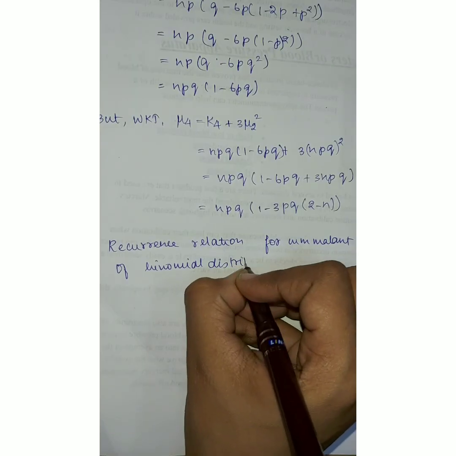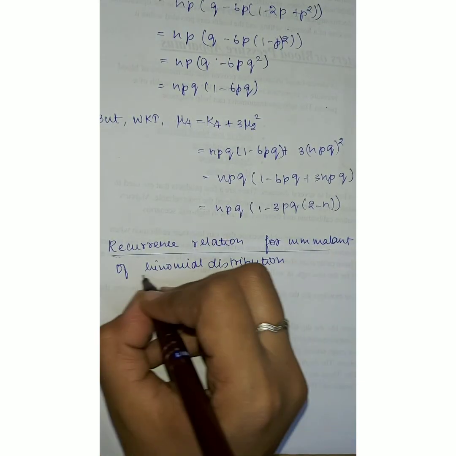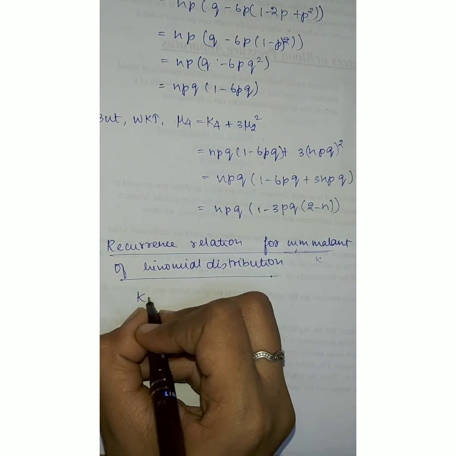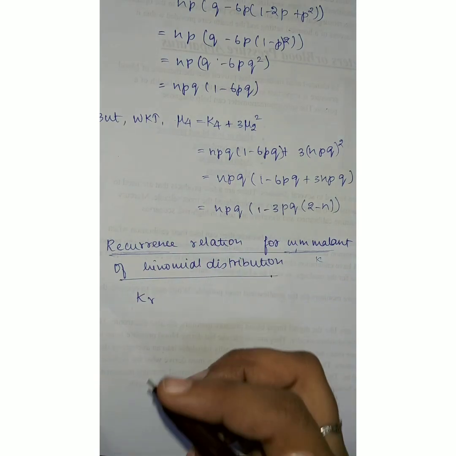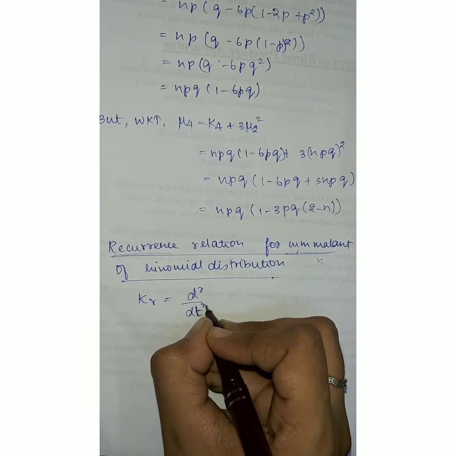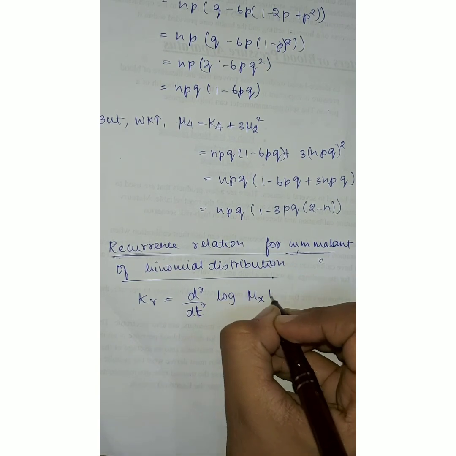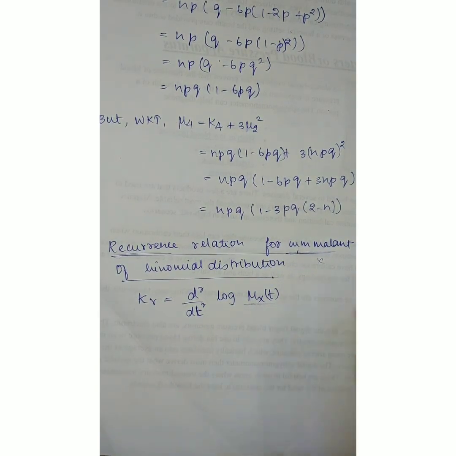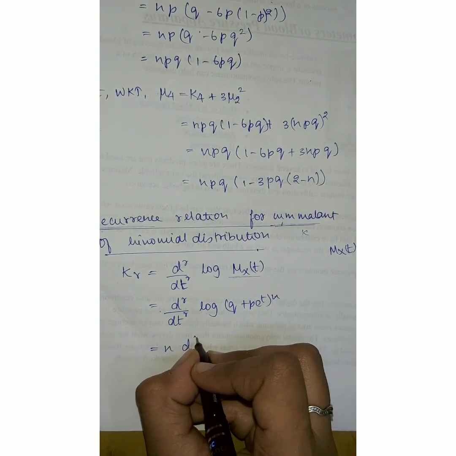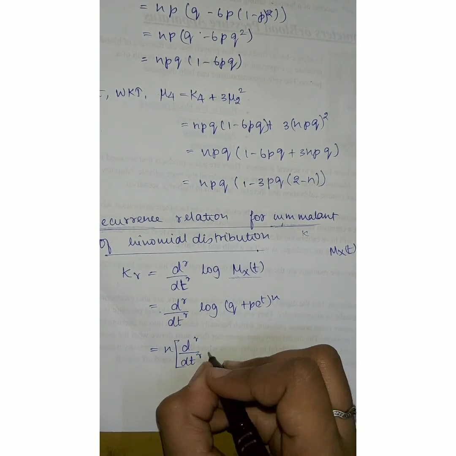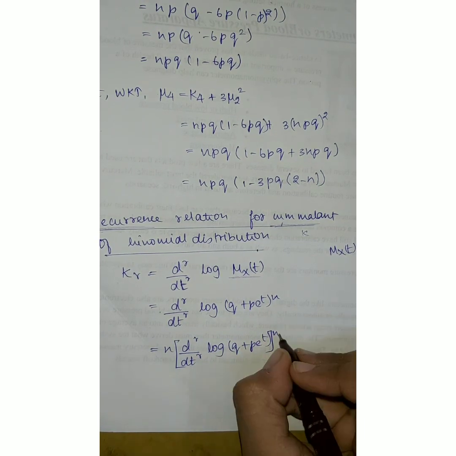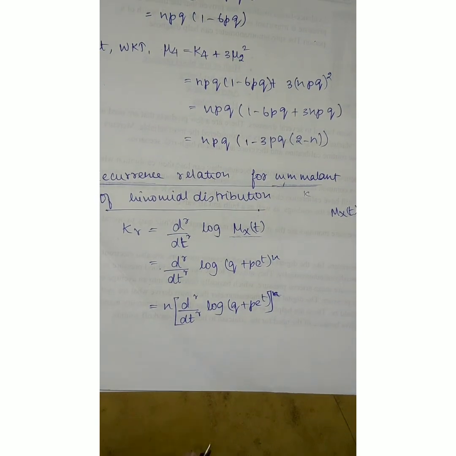Then coming into the last part of this lesson, recurrence relation for cumulants of binomial distribution, where cumulants is denoted by kr and recurrence means consecutive terms. Therefore the formula is kr is equal to d power r by dt power r into log of mx of t. And substituting the value of mx of t and bringing the power n outside, we get n into d power r by dt power r into log of q plus p e power t.